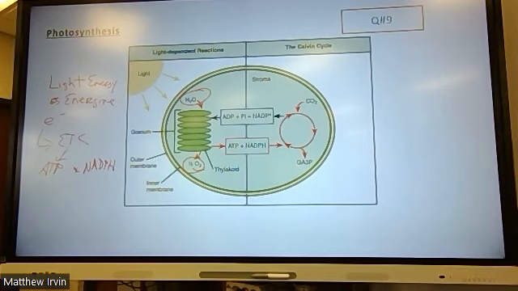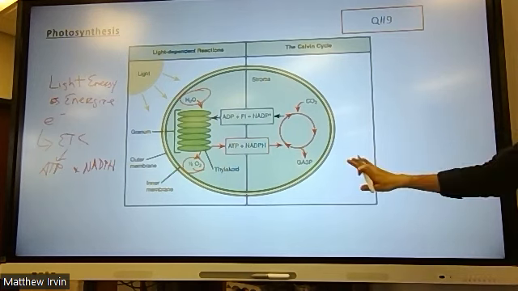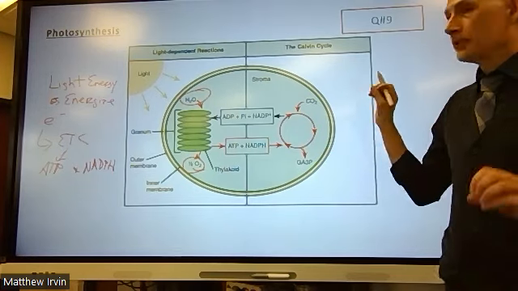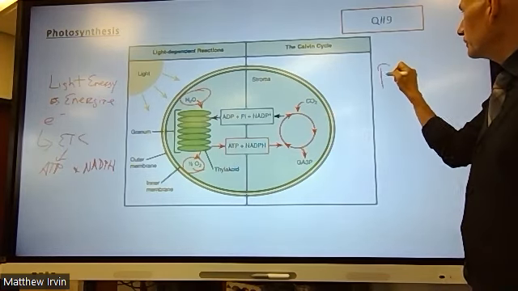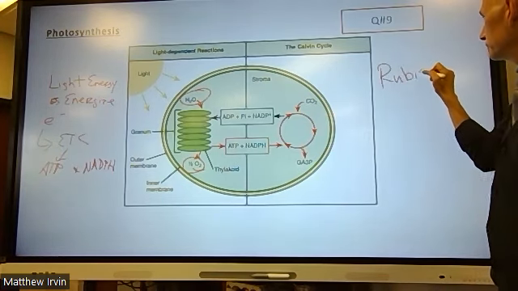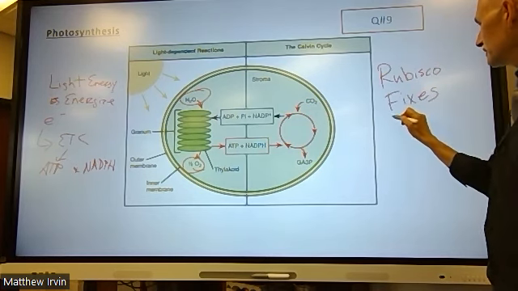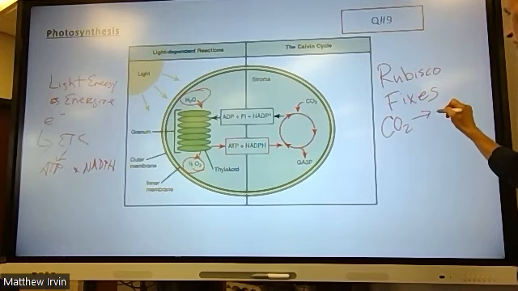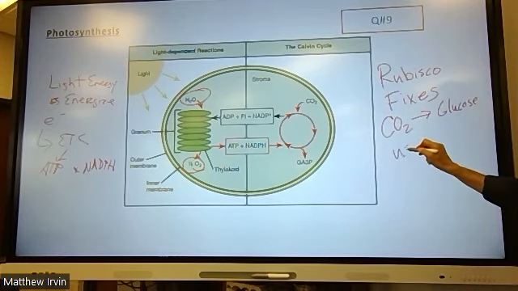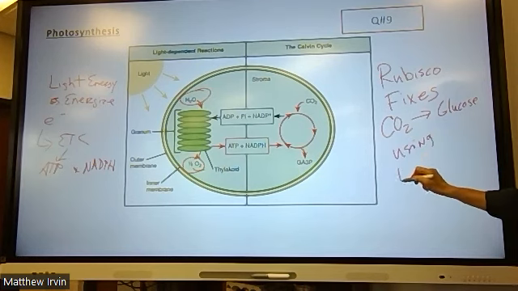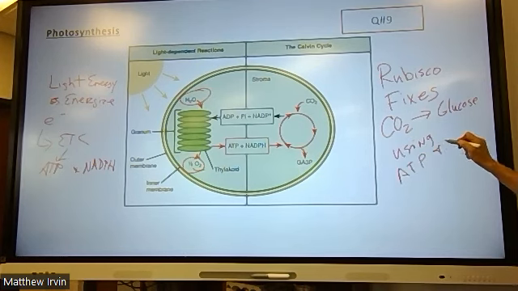So then over on the Calvin cycle, there's going to be all this stuff that happens in the Calvin cycle, which happens in the stroma. But the important thing is Rubisco fixes CO2 into glucose using the ATP and NADPH.